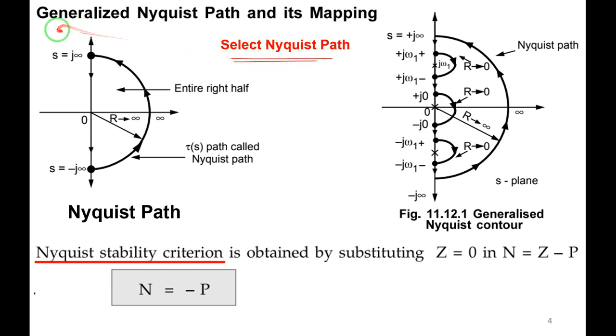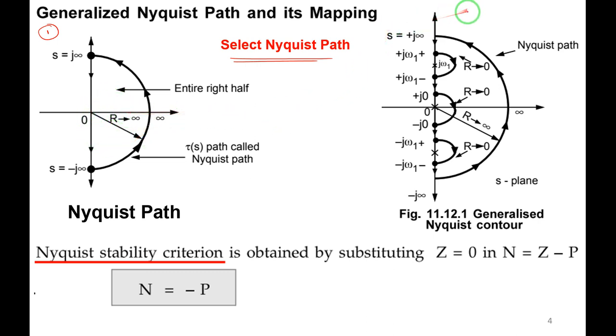You can observe here in the first diagram. So you can observe here s is plus j infinity. From plus j infinity it is moving towards minus j infinity, means the entire imaginary axis is covered, right? Then from minus j infinity, the radius of the semicircle is infinite. You can see here the radius is infinite, and from minus j infinity to plus j infinity it is connected. Means this Nyquist path, or closed path or contour, is enclosing the entire right half of the s plane, right? So if any of the zeros are lying in the right half of the s plane, we will come to know. So this Nyquist path is selected.